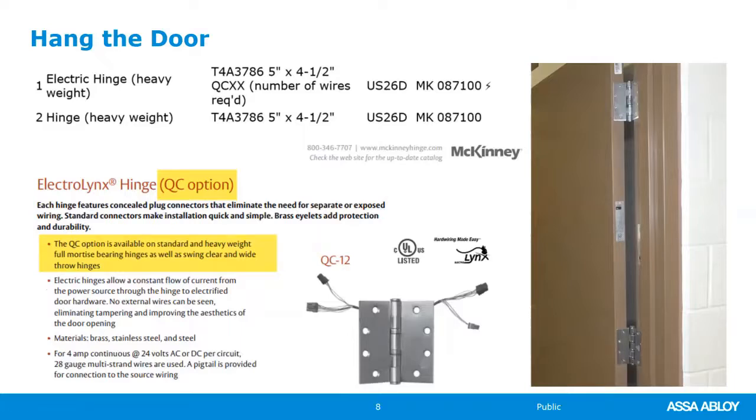You can test the functionality of the request to exit switch. You can test the functionality of the lock and unlock. You can power on, power off to make sure that it's working as a fail-safe lock. All of those features right there with a handheld device, and diagnose whether it's the lock or the access control system that is the issue.